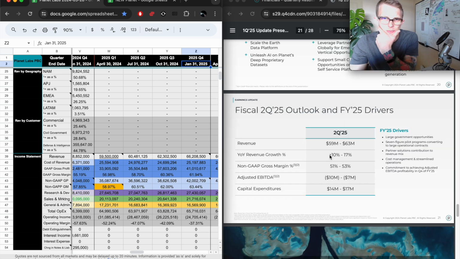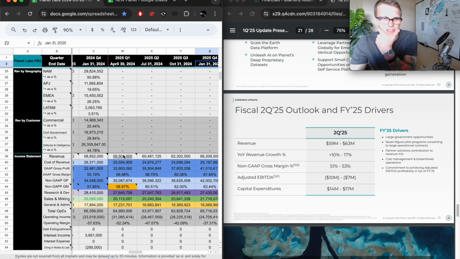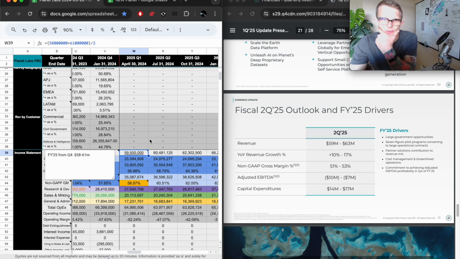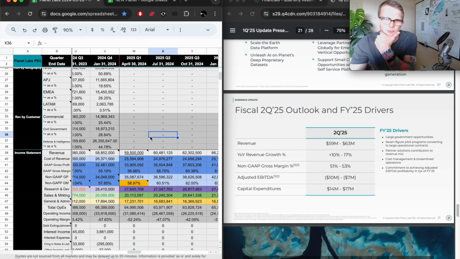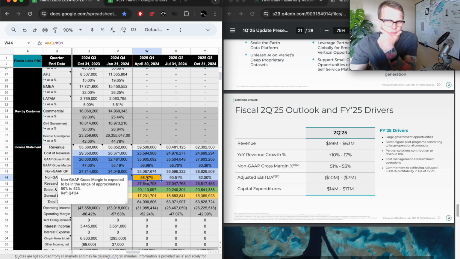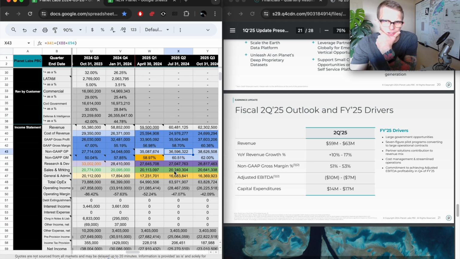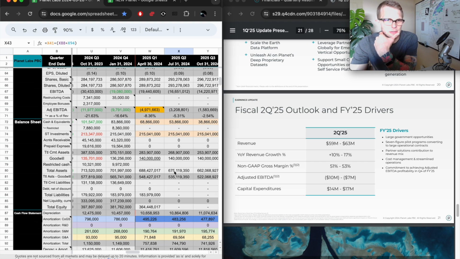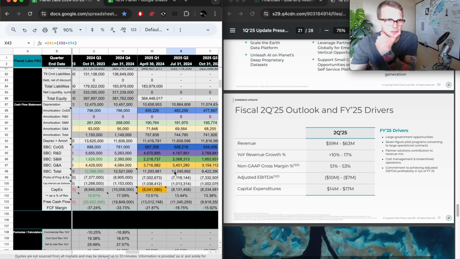All right, so guidance, we got revenue of 59 to 63 million. That's okay. Year-over-year growth percent of 10% to 17%, so not great. Non-GAAP gross margin 51% to 53%. Okay. Adjusted EBITDA of negative 10 to negative 7 million. And capital expenditures of 14 to 17 million.